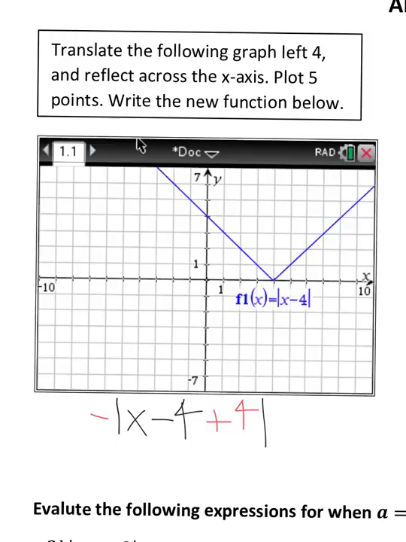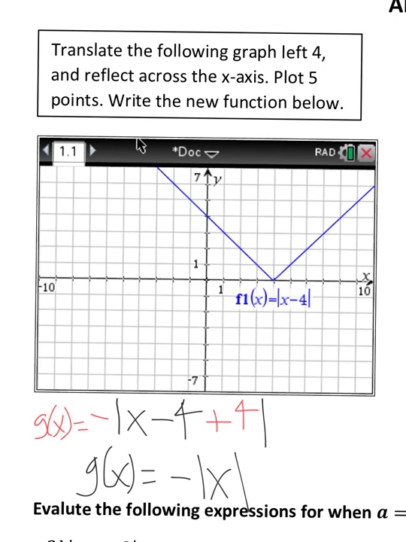So this is basically my answer. I'll put a g of x to let it know that it's the transformed function. And negative 4 plus 4, well, you can simplify that. We can just write g of x equals the negative absolute value of x. I guess that's how you read it, or the absolute value of negative x.